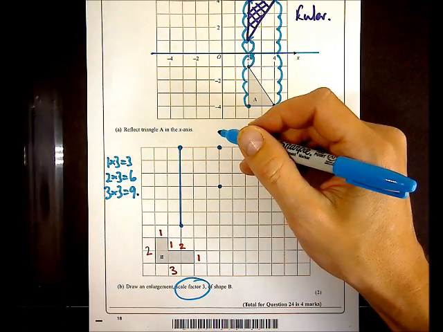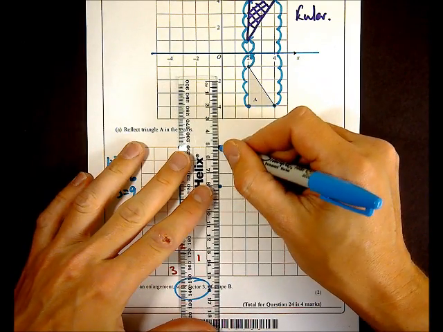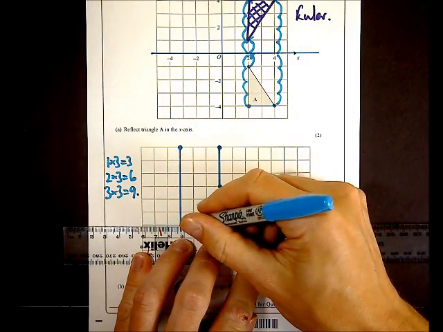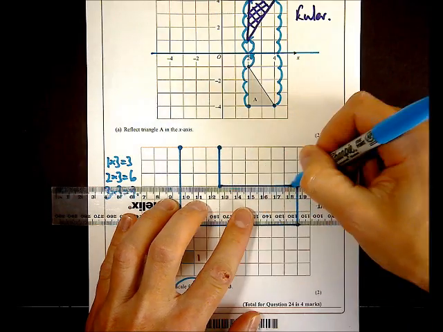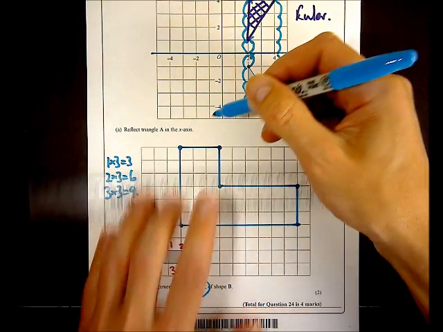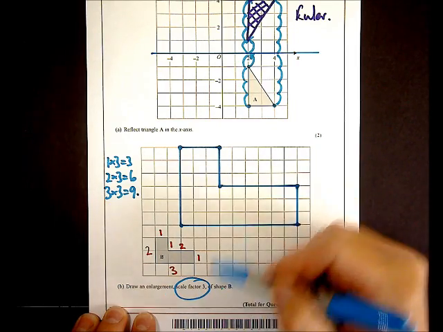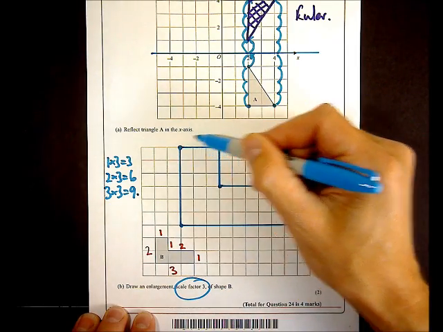I've now got all the right points, I just have to join them up. And I'm going to do that with a ruler. It's important, I could have started this shape anywhere, but it does need to fit on the grid. You don't want to start up here and end up drawing a shape that's off the grid.